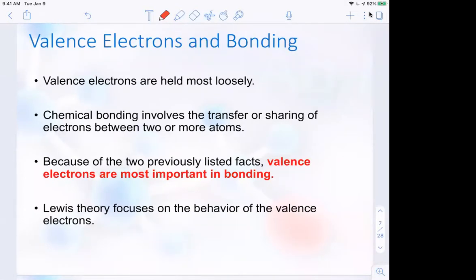Remember, valence electrons are held most loosely because they're in that outer energy level. Chemical bonding involves either the transfer or the sharing of electrons between two or more atoms. Because of this, valence electrons are most important in bonding. So we have to be able to look at the valence electron configuration of atoms in order to draw Lewis dot structures. This is because Lewis theory actually focuses on the behavior of the valence electrons.